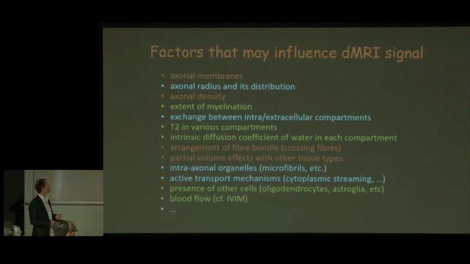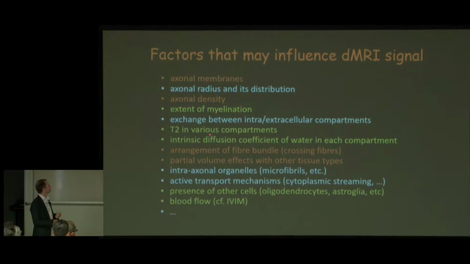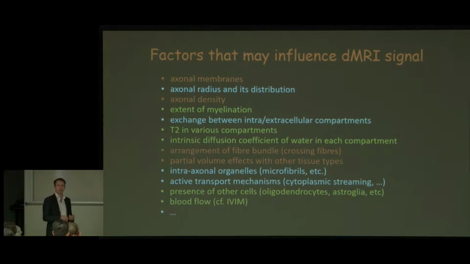The other one is T2 in various compartments. That's completely ignored at the moment. The fact that CSF has a very different T2 from the intraaxonal compartment, or maybe the extraaxonal compartment might have a different T2 as well. All that's kind of ignored, and I'll explain why that's a problem a bit later.